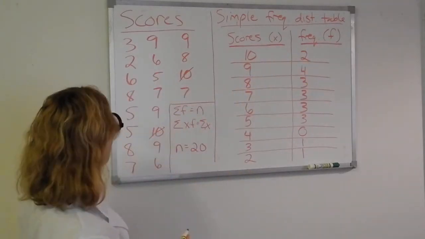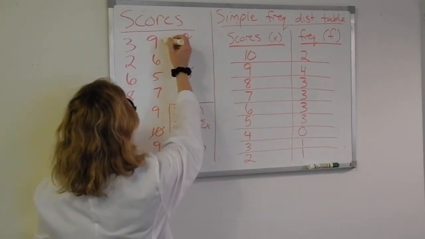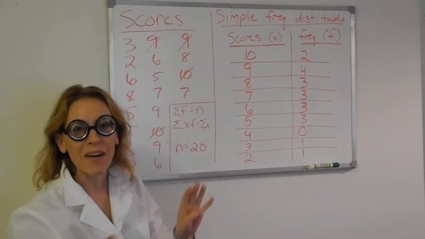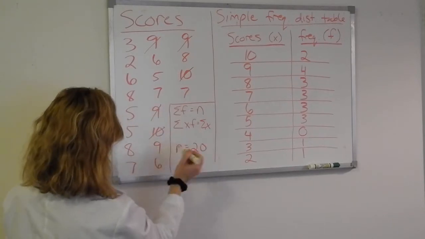Now, how many 9s do I have? Well, let's see, I've got 1, 2, and I like to cross them out because I might miscount otherwise, 3, 4.